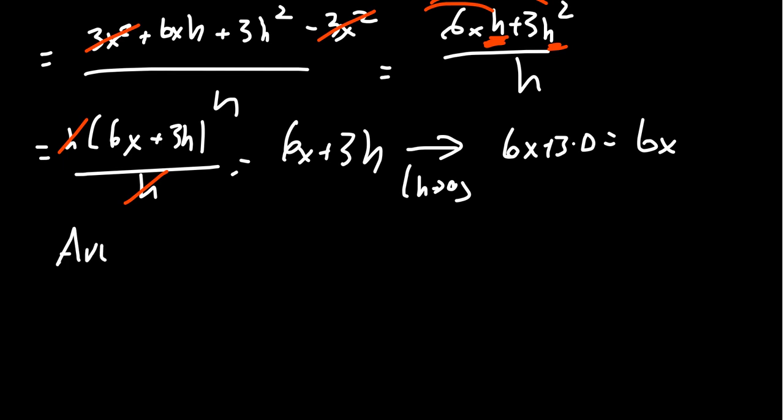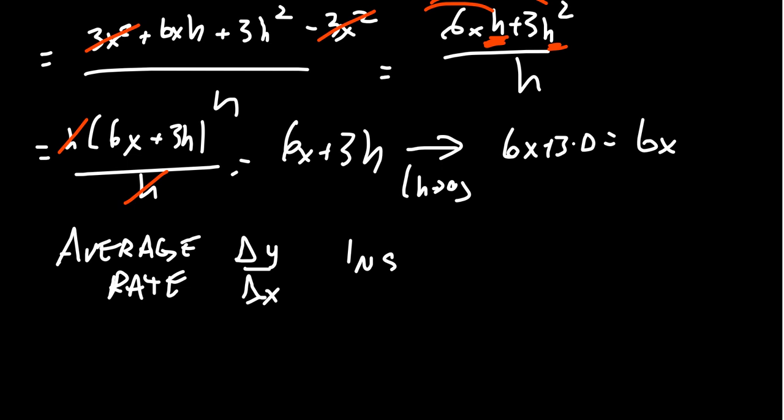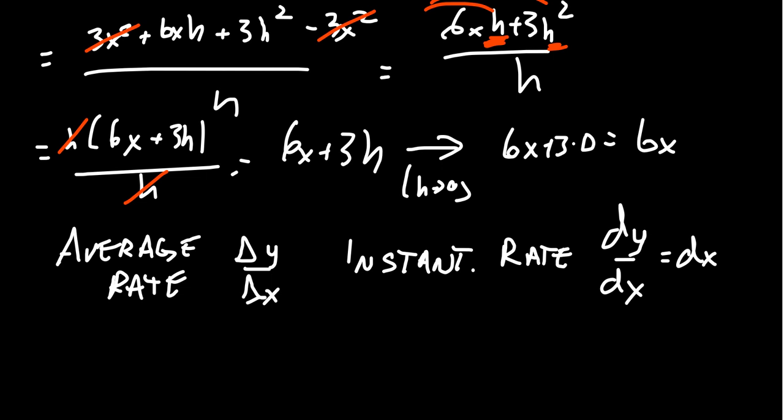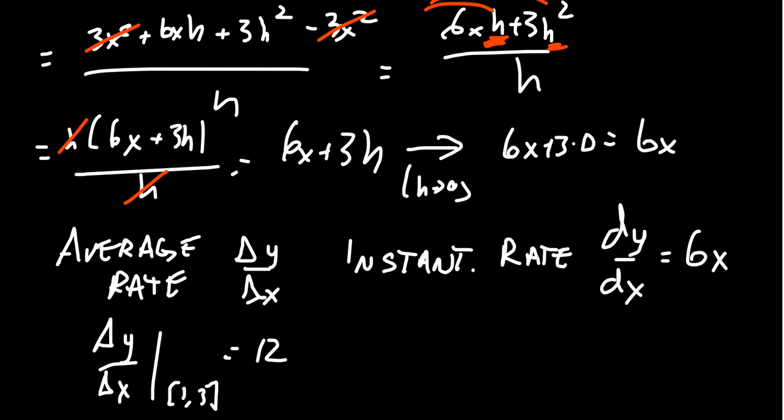And so what we can then say here is that, not the average rate. One thing we talk about is the average rate of change, which we denote as delta y over delta x. But the instantaneous rate of change, that is, the slope of the tangent line, we actually denote as dy over dx. What we see here is that this dy over dx always is going to look like 6x. And so earlier, we did delta y over delta x. We evaluated that from 1 to 3, and we got the number 12.